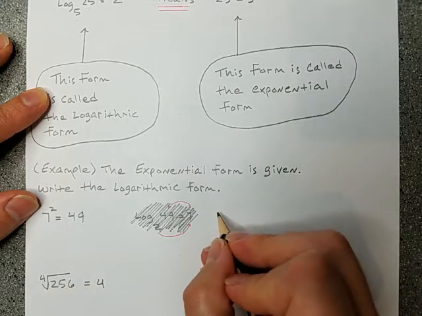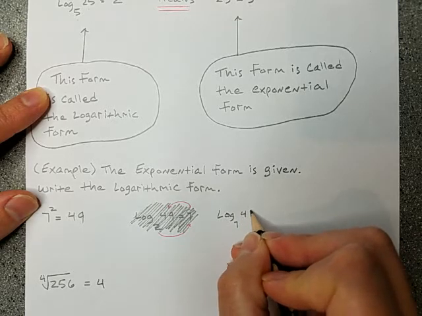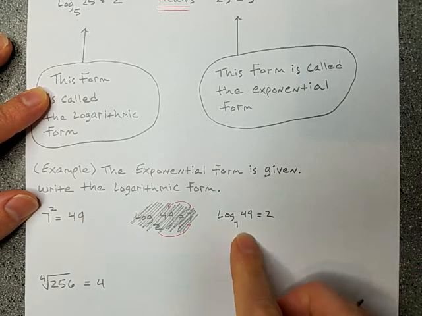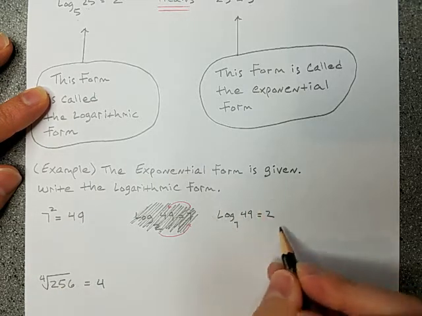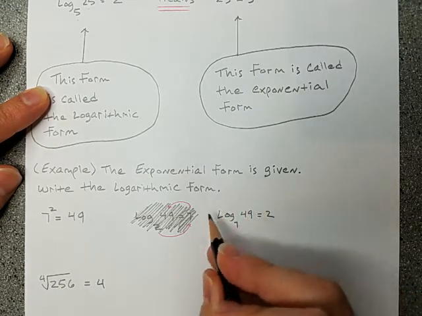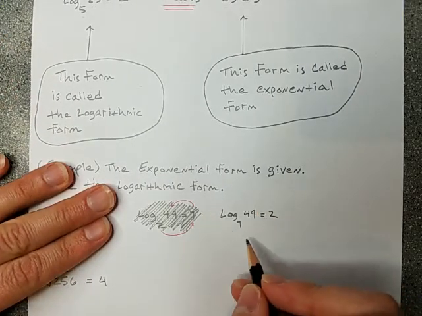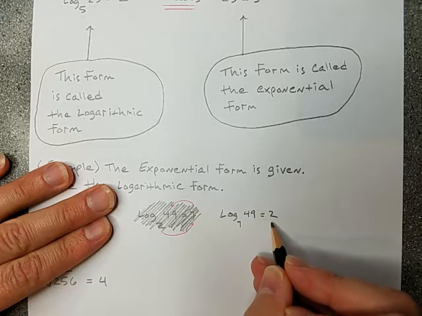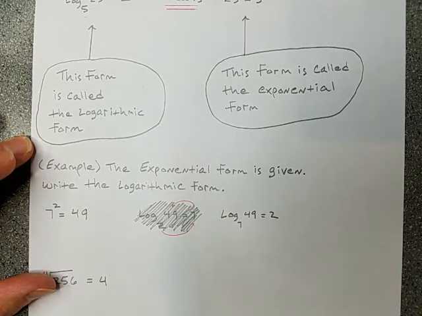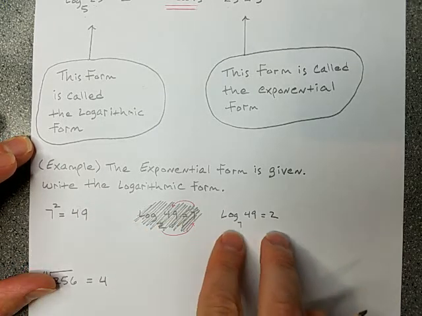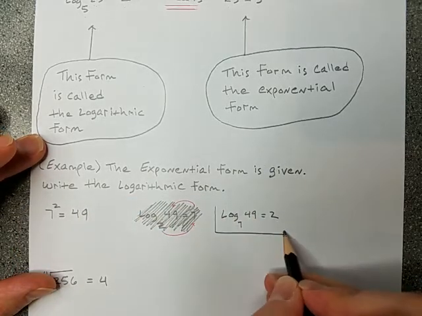How about log base 7 of 49 is 2. Is that the logarithmic form of this? That's going to work. What does this mean? How can you verify the meaning of this? You're not just going to stare at this, are you? You have a way to understand it. 7 raised to the 2nd power is 49, which is what we started with. We wanted to convert this back to what we started with. So there's your logarithmic form.